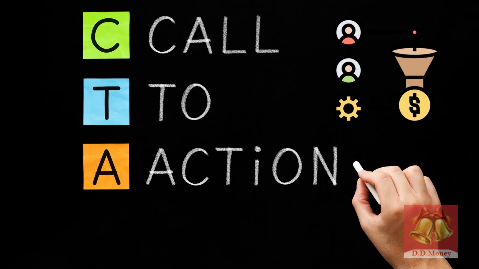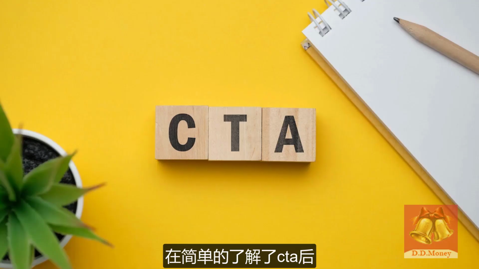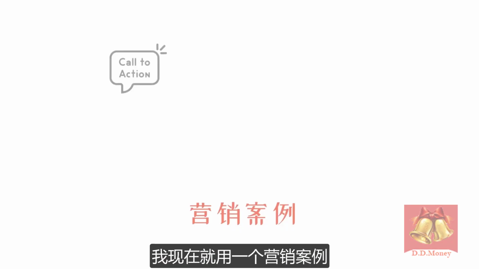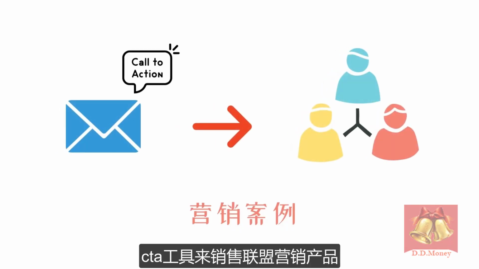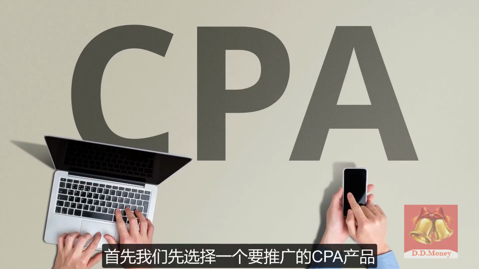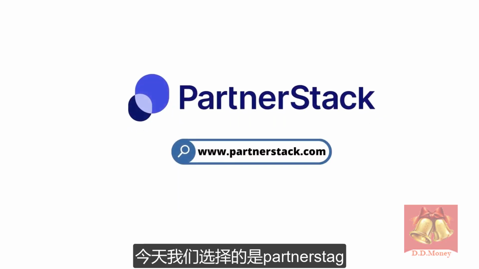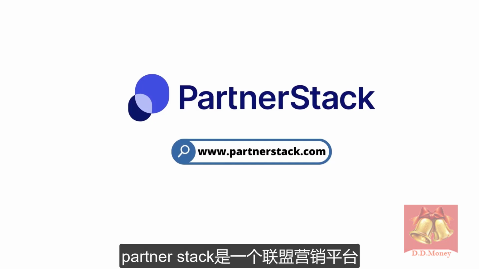I will use a marketing case to explain how to use CTA tools to sell CPA leads and get orders quickly. For the case of CTA plus CPA leads plus email marketing, after a brief understanding of CTA, I will use a marketing case now to lead you to a deep understanding of how to apply CTA tools to sell alliance marketing products. First, we choose a CPA product to promote.